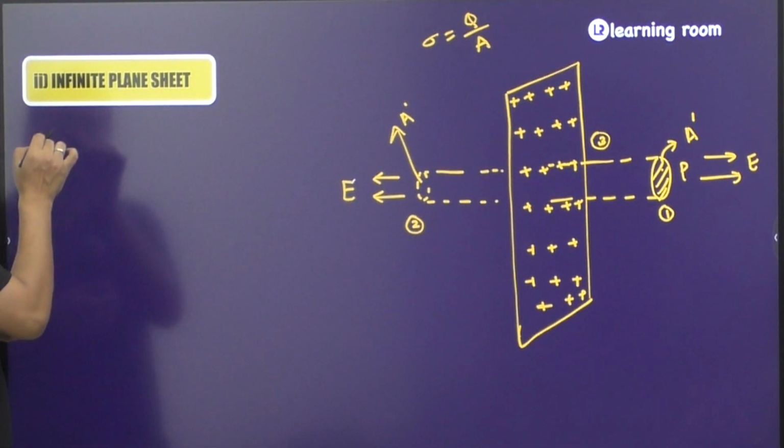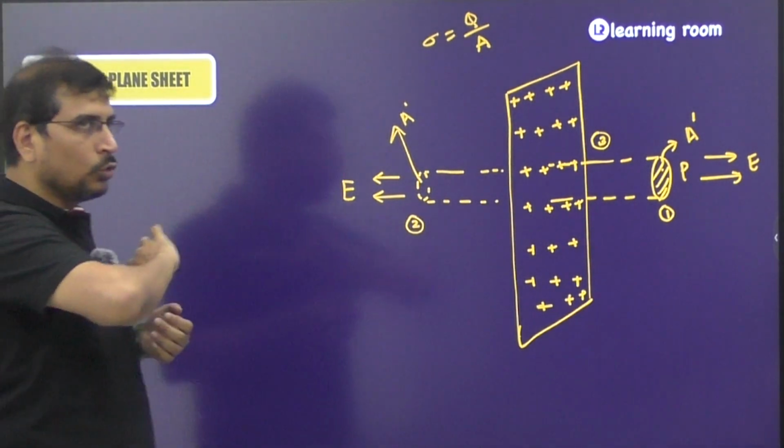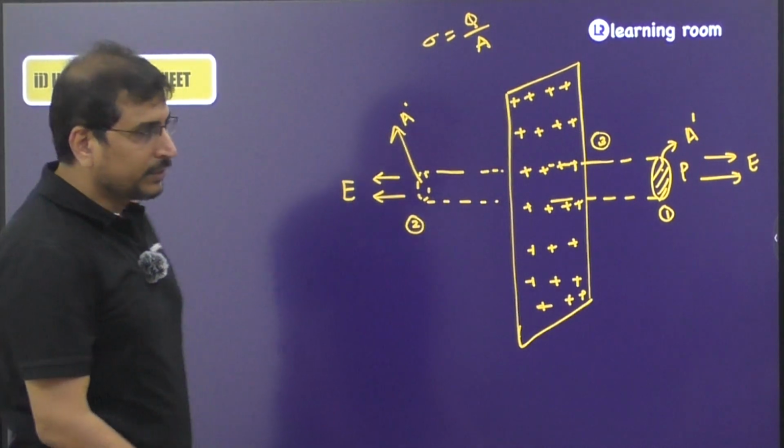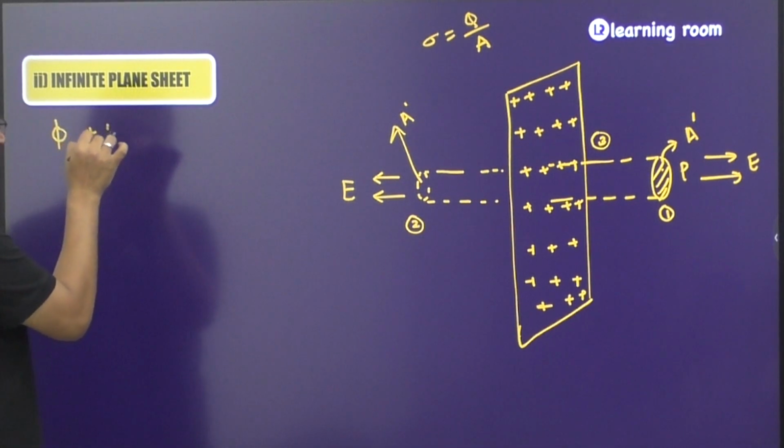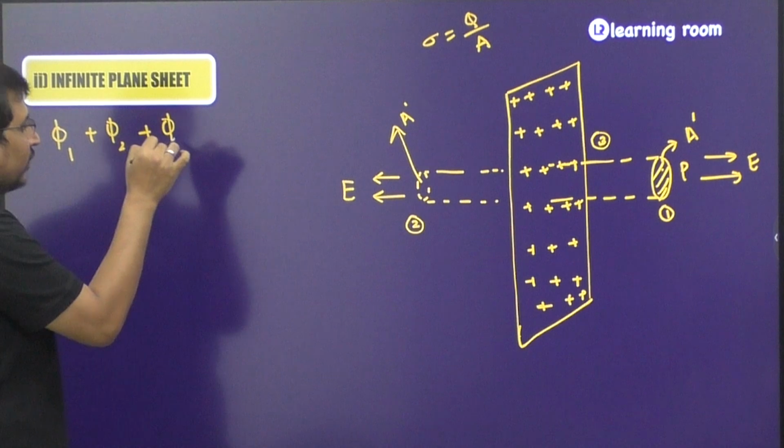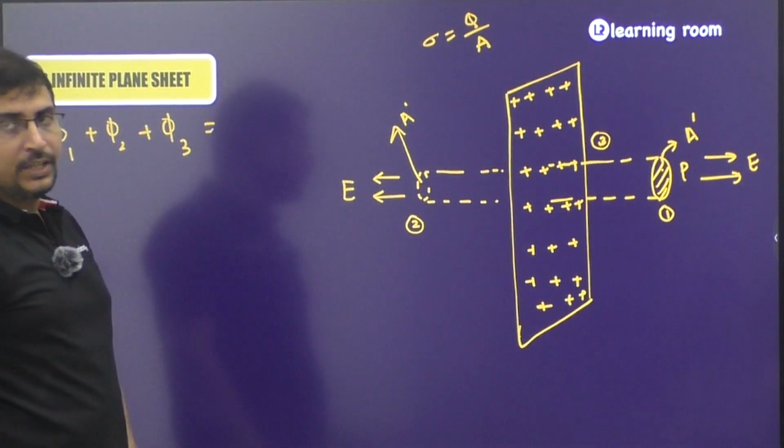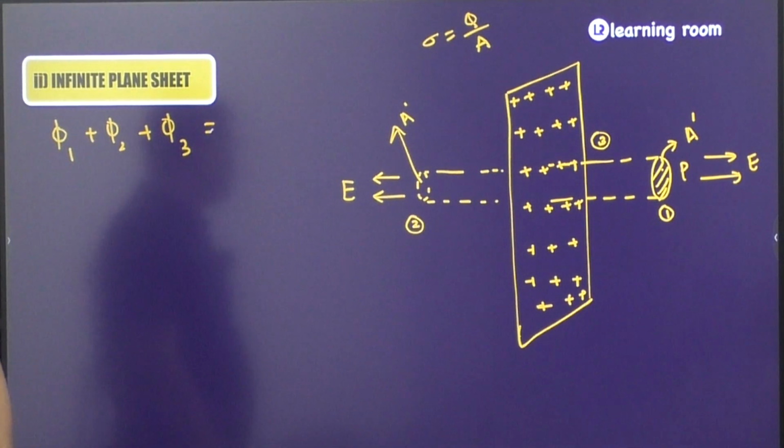Now, if I take the total flux through all the three surfaces, flux through the first surface plus the flux through the second surface plus the flux through the third surface, what should that be equal to according to the Gauss law?